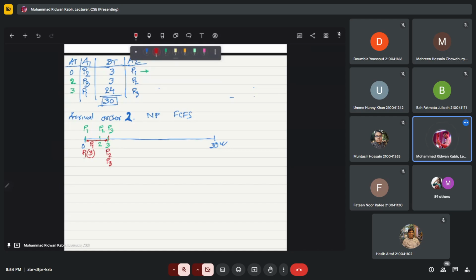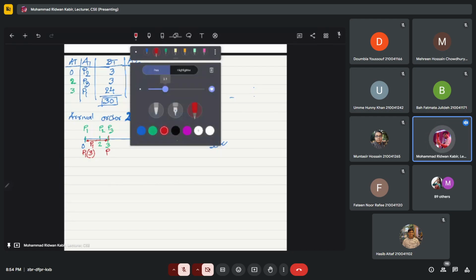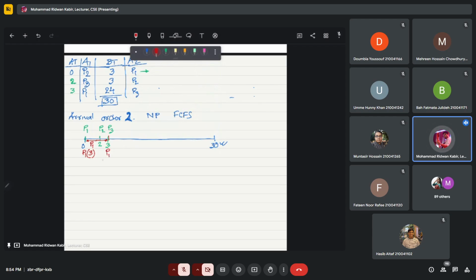So since you see P1 has completed, you need to keep track of it as well. So we will mention P1's existence here as well. However, we'll write its burst period as 0. Whenever you have a process with 0 burst period in this timeline diagram, that indicates the process has finished execution. So in this case, you have P1 with 0, then P2 whose burst period is 3, and then P3 with burst period 24.